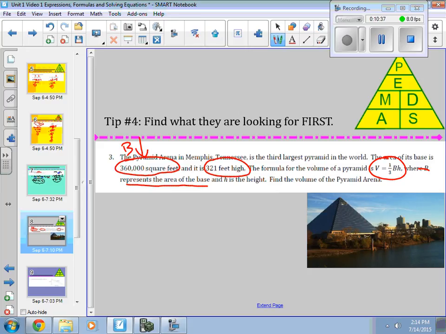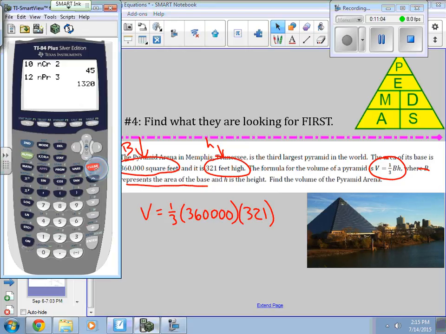And then this is feet high. That's a height. That's going to be going in for H. So our problem becomes 1/3 times 360,000, if we substitute that in, times 321. Okay, so we substitute it in for B and H. Now that one looks like just a calculator problem. Everything's on the same side. Everything's being multiplied. So if we multiply that together, we should get the answer. So this is where you would use a calculator to assist you.